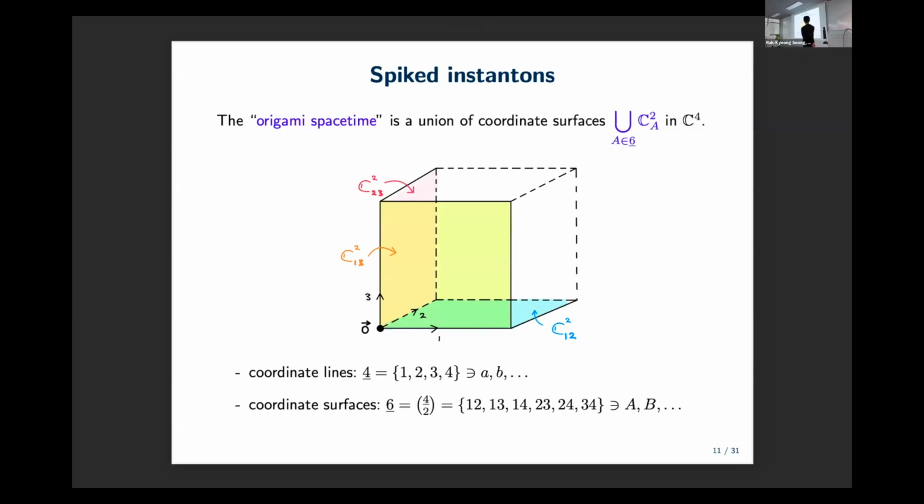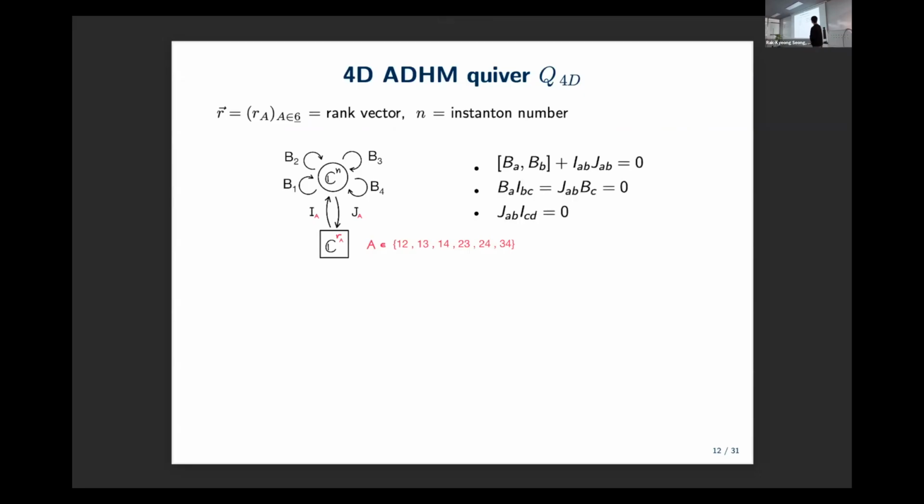So from now on, I will denote the coordinate lines by small characters a, b, and c, and coordinate surfaces by capital A, B, and C. Okay, and they intersect in this interesting way. So, okay, what's the concrete proposal? He came up with what's called a 4D ADHM quiver, which I will denote by Q of 4D. So now instead of having just B1 and B2, we have B1, B2, B3, and B4. And also the framing vertex, instead of having just one framed vertex, we will have 6 of them, basically corresponding to the 6 coordinate surfaces.